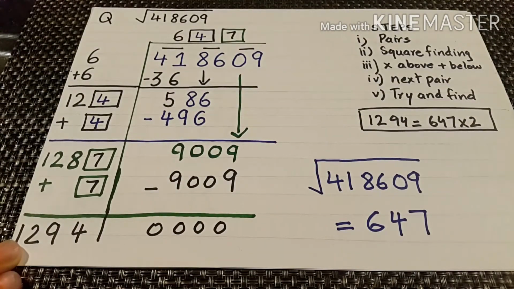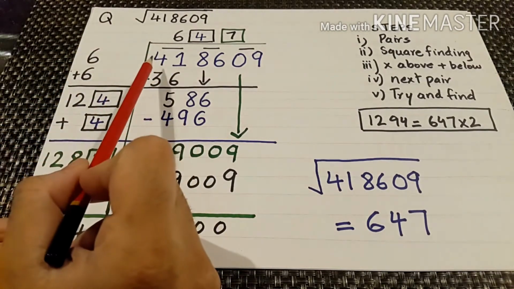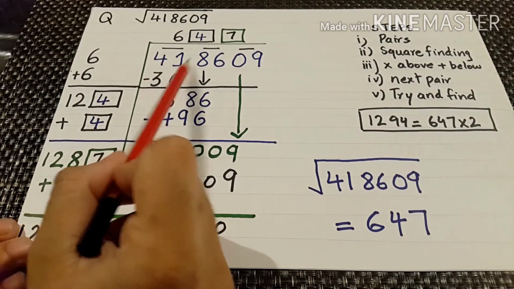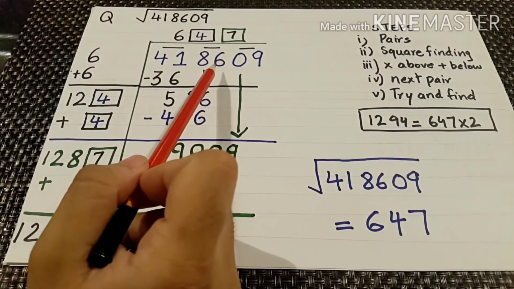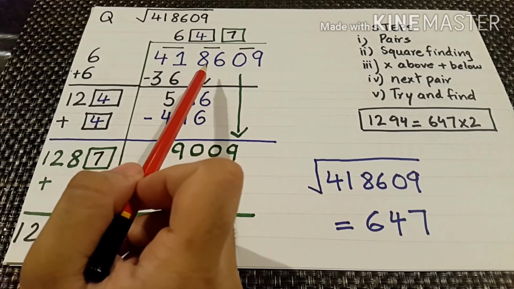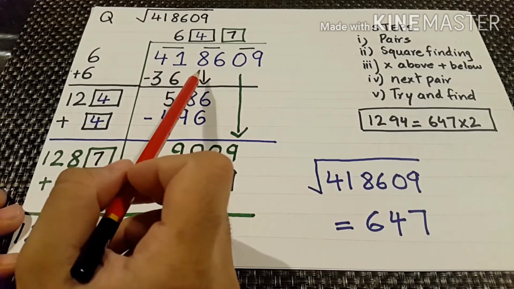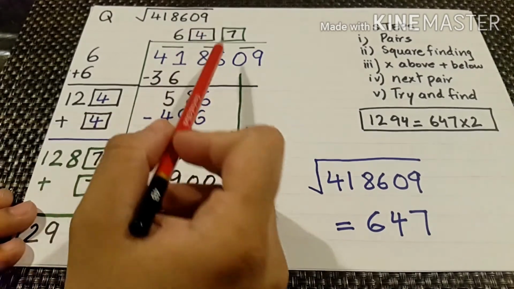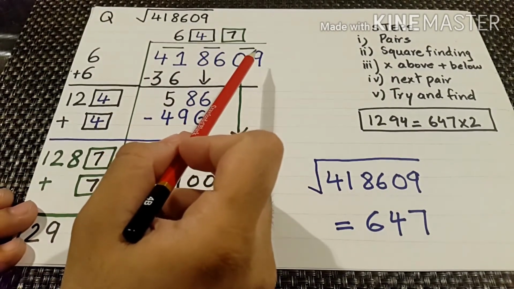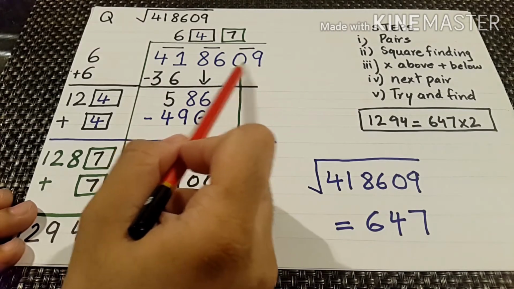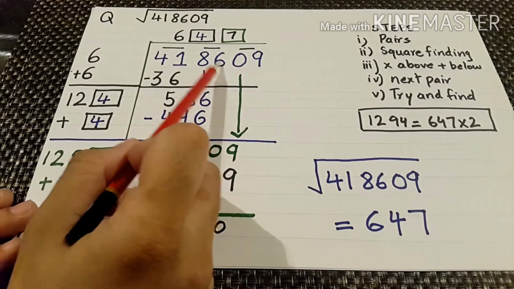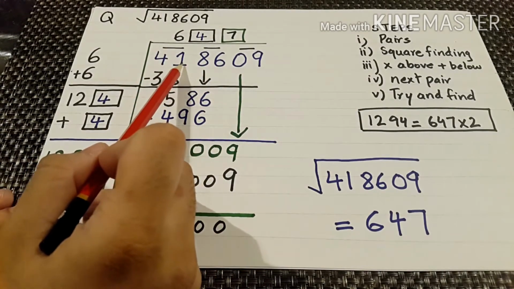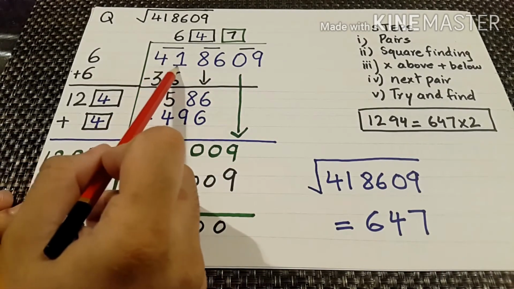Let's do one more question with more values. Now we have to take the square root of 418609. This is a quite bigger number, but we will follow the steps and we will find the solution of it. Now the first step was that we have to make the pairs. Now from the unit side we make one pair is 09, then 86 is one pair and 41 is another. Now we will solve 41 first.